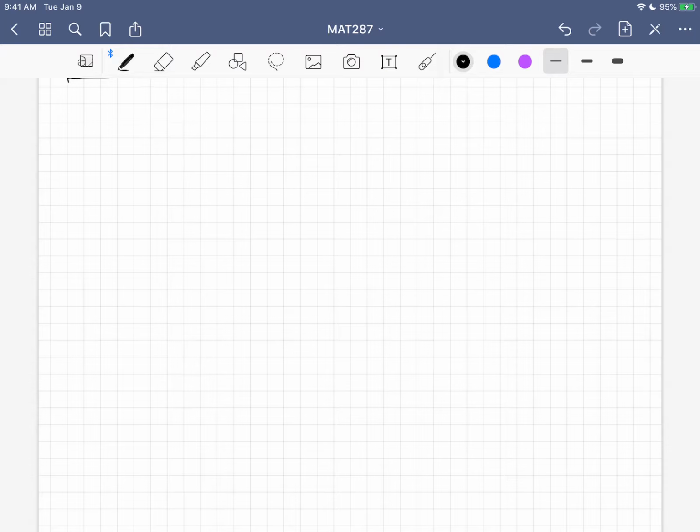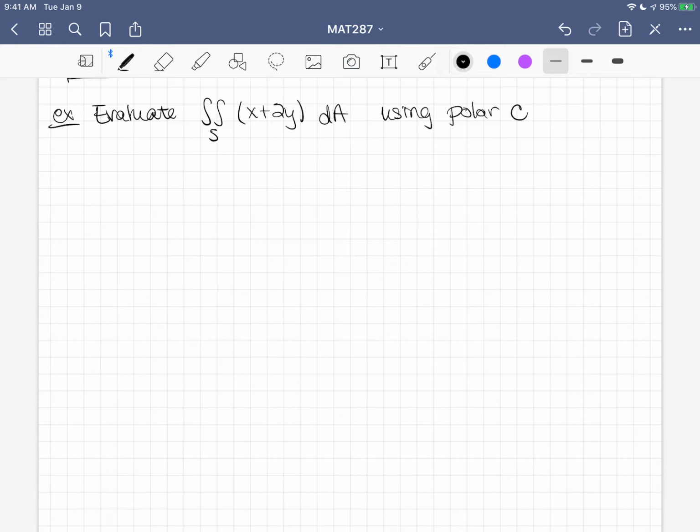Okay, so let's look at a couple examples of how we would apply the polar coordinates in our double integrals. So the first thing I want to look at is, let's evaluate the double integral over S of x plus 2y dA using polar coordinates. I have to tell you what S is. So S is going to be the following region.